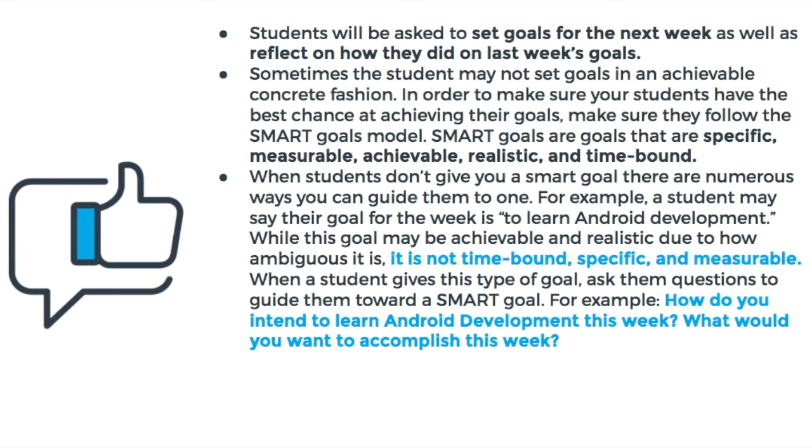So one thing that we see a lot is a student may say that their goal is to learn Android development. So that's a great goal. That's potentially achievable and realistic, but it's not time-bound or specific or measurable. So by what day do they want to learn Android development? How are they going to do it? How will they know whether or not they've achieved it?